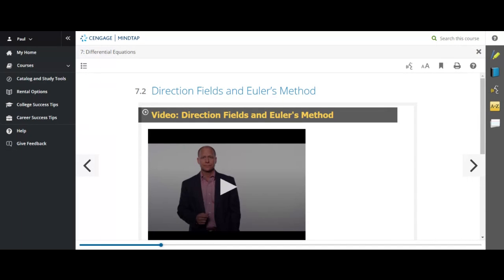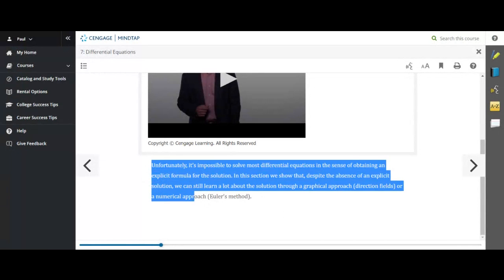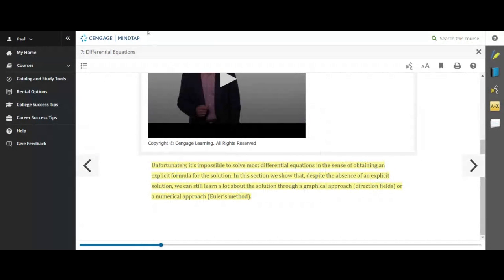Okay, so now we are learning about direction fields and Euler's method. Yeah, let me highlight this. This is an important paragraph here.